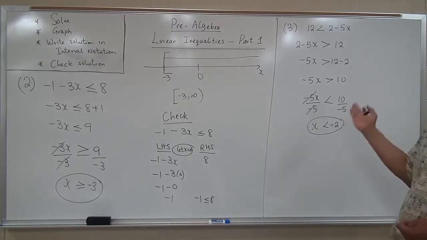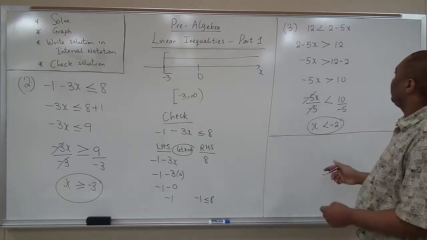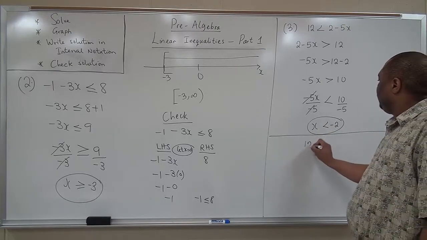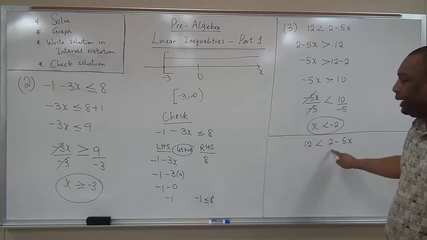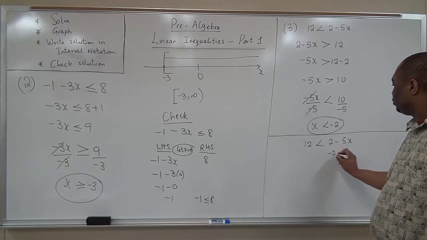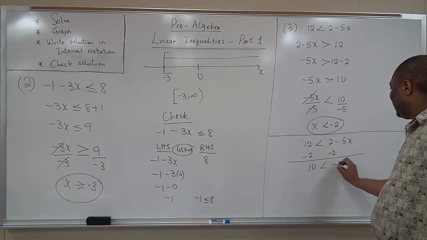Okay, let's say you don't want this method. You can still do it with the method that you might be familiar with. If we have 12 less than 2 minus 5x, we can still do minus 2 minus 2. So you have 10 less than negative 5x.